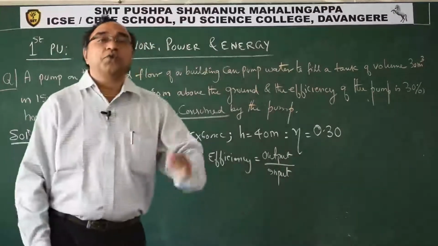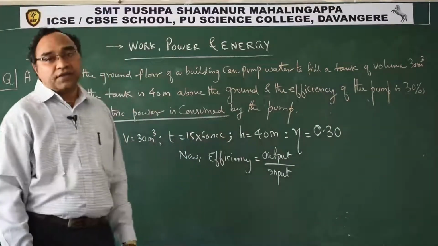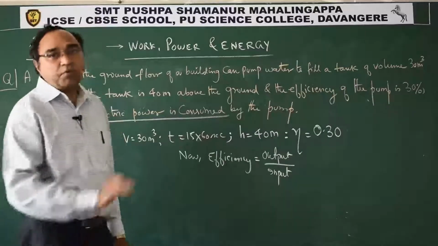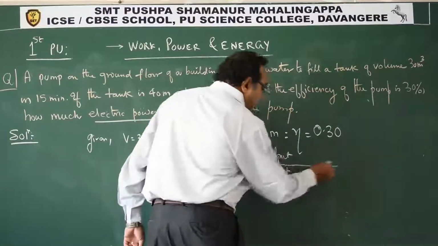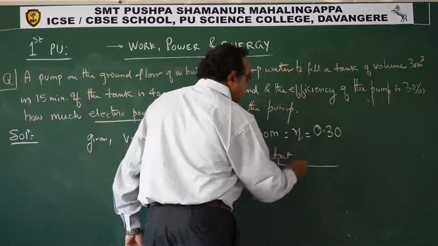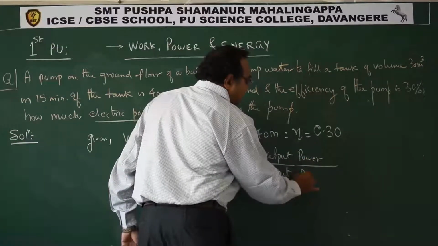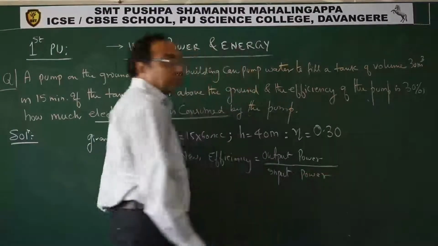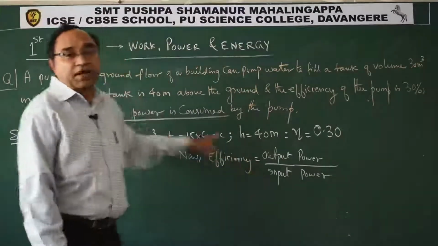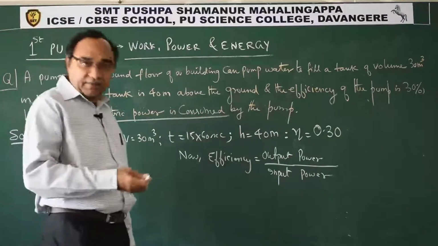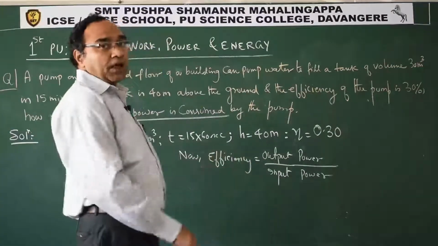Efficiency is output by input. Output work done upon input energy supplied, or output power upon input power, you can take. So I will extend this to output power by input power. Input power is what is asked. See, electric power consumed, you are supplying, that is getting consumed and converted into other form.